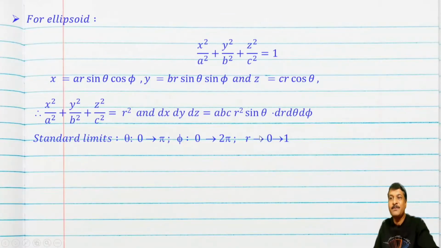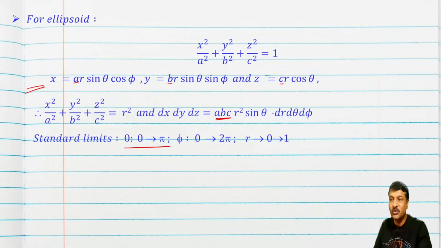But if there is an ellipsoid, x square by a square plus y square by b square plus z square by c square equal to 1, then you remember the spherical polar coordinates x, y, z change to r, theta, phi as x equal to a r sin theta cos phi, y equal to b r sin theta sin phi, and z equal to c r cos theta. It means that here a, b, c are additional, and therefore x square by a square plus y square by b square plus z square by c square equal to r square, and here dx dy dz equal to abc r square sin theta dr d theta d phi.